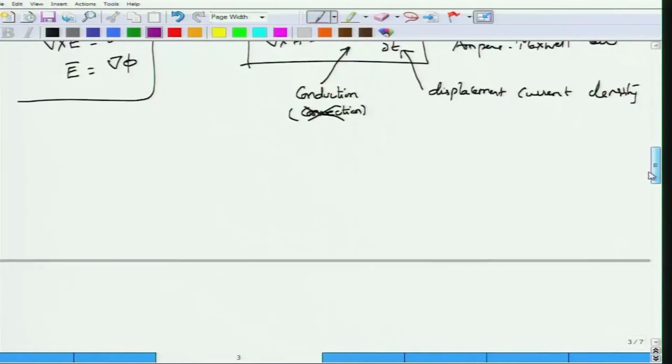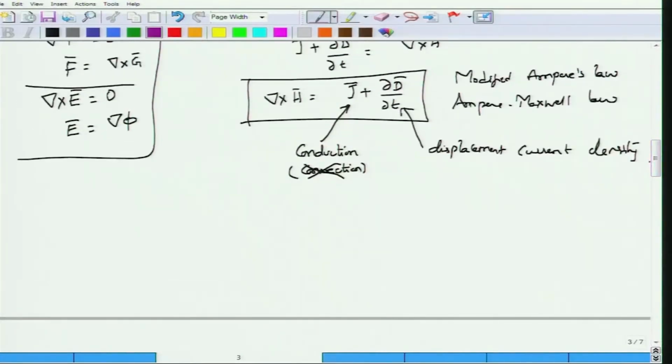To give you an idea of how this displacement current will be inside a capacitor, remember that D is given by Q by A, and del D by del t will be, and what is the charge that is there?